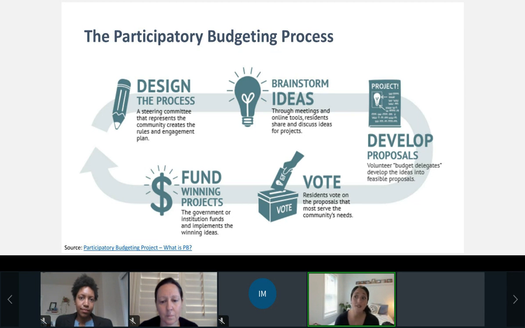So meaningful consultation can mean a lot of things. And to us at PBP, it looks like, for instance, people making decisions together. If it's in a school setting, it means the school community, including staff, faculty, and students, and administrators, really working together to decide how to use a part of a budget and how to allocate it.